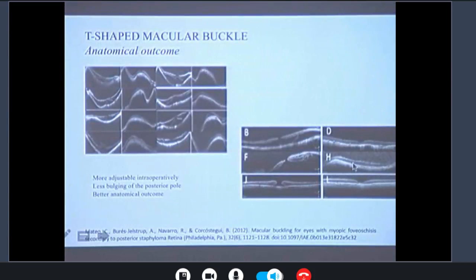That is what happens with our buckle, which is adjustable. You can really adjust it in real time. I have a video of it, I will show you. You can adjust the tension in real time, and you can suture it in place based on the tension you want. In theory, you can do that intraoperatively with intraoperative OCT if you like, or just visually during the technique. And you never have this. These are three cases of ours, and you never have this iatrogenic dome-shaped maculopathy like you see in the left picture.